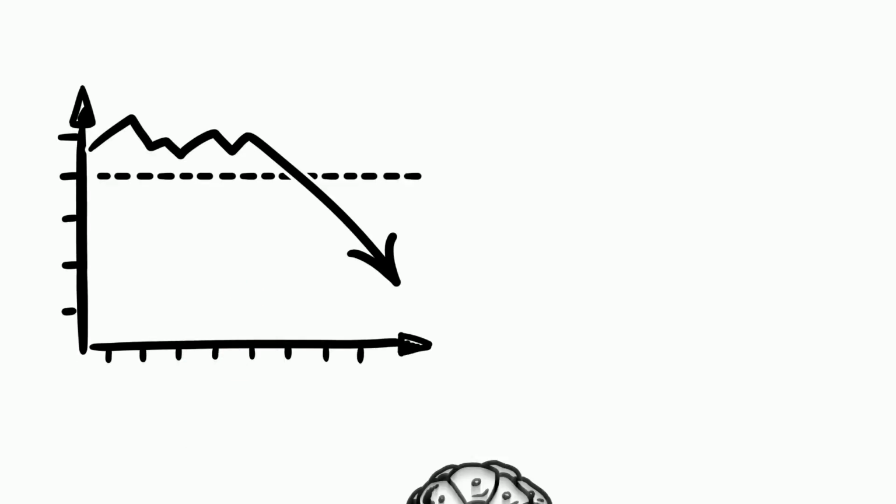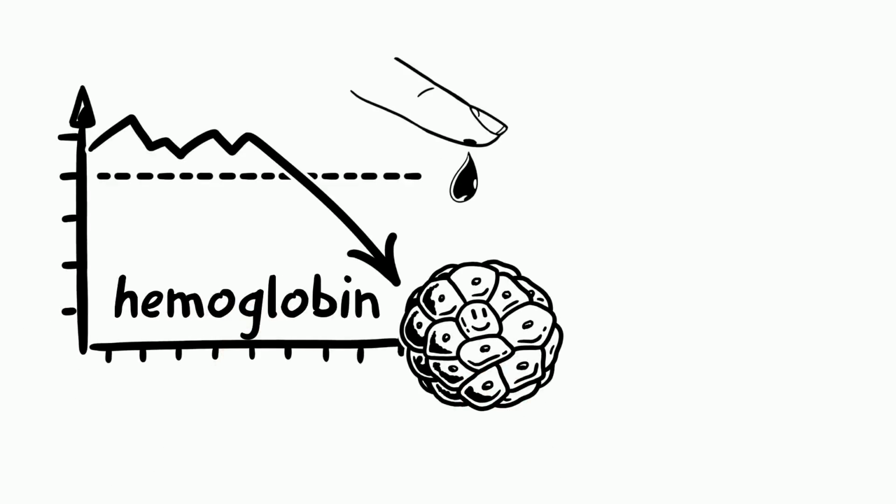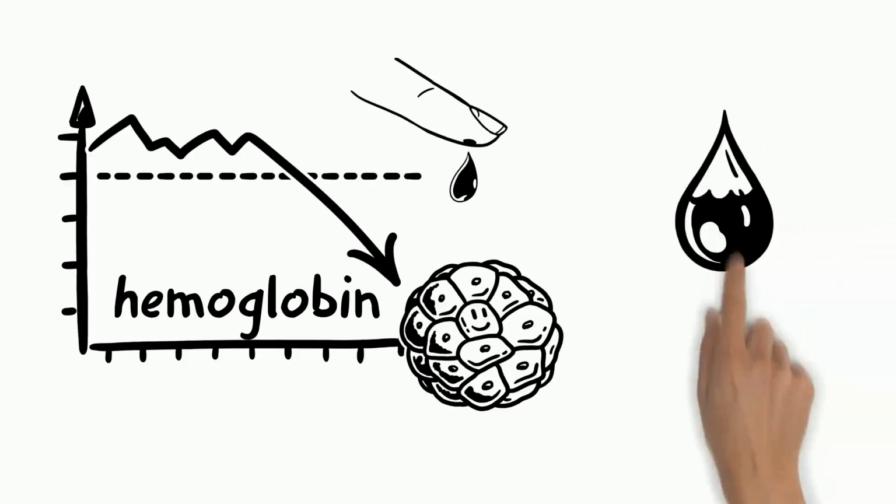We explain anemia. Anemia is a decrease in the amount of red blood cells or hemoglobin in the blood. It can also be defined as a lowered ability of the blood to carry oxygen.